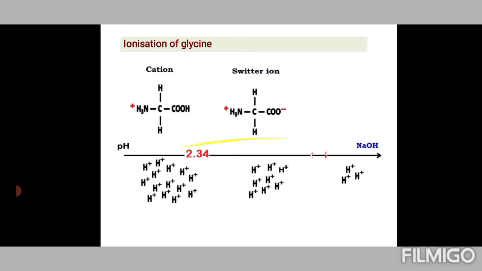deprotonated. And at a pH of 9.6, there is an equal mixture of Zwitter ion and this glycine anion, with the loss of H plus from this amino group. And the average net positive charge now is plus 0.5, which means here at this point, there will be 50% of Zwitter ion as well as 50% of anion.